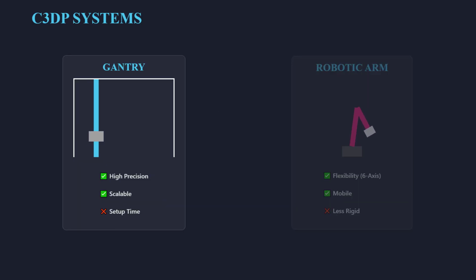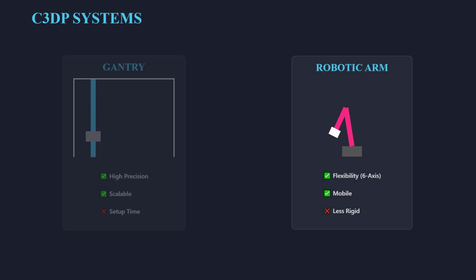Two primary C3DP systems dominate the field: Gantry systems and Robotic Arm systems. Gantry systems use a fixed, rail-mounted frame, offering high precision and scalability for large, single-story footprints. However, they require significant setup time and are less mobile. Robotic arm systems offer greater flexibility and reach, often mounted on mobile platforms suitable for complex geometries or existing structures. These systems typically sacrifice some positional accuracy compared to gantry setups.